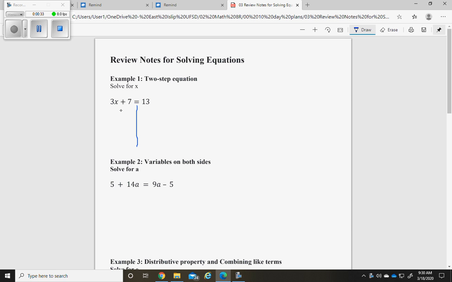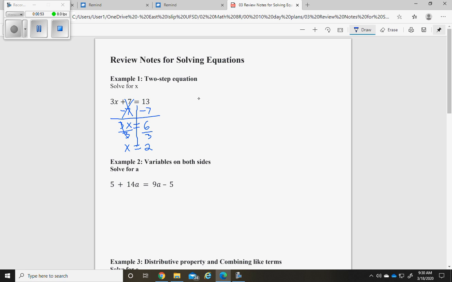So I will use the subtraction property of equality and subtract 7 from both sides. So I have 3x equals 6. Divide both sides by 3. This is the division property of equality, and x equals 2.